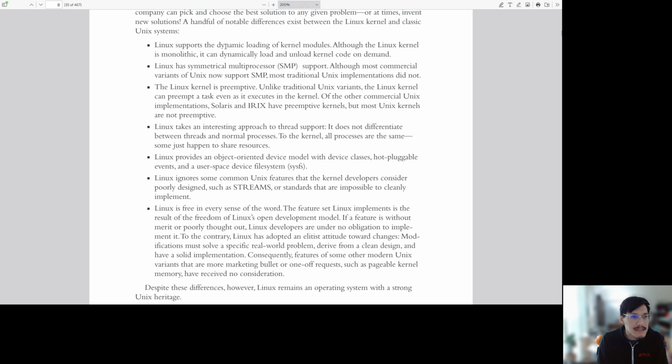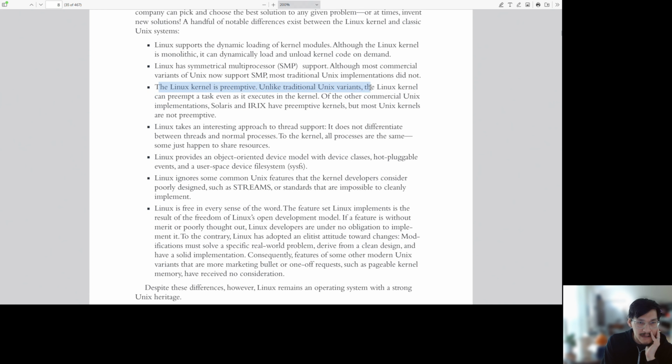Linux supports the dynamic loading of kernel modules. Although the Linux kernel is monolithic, it can load and unload kernel code on demand. So, dynamic libraries. Linux has symmetrical multiprocessor (SMP) support. Although most commercial variants of Unix now support SMP, most traditional Unix implementations did not, so multiple cores, multiple CPUs. The Linux kernel is preemptive.